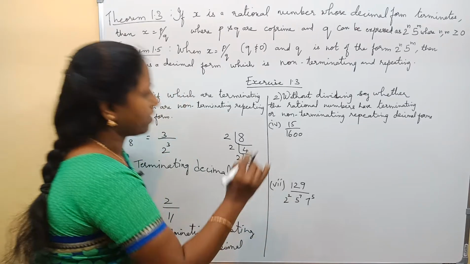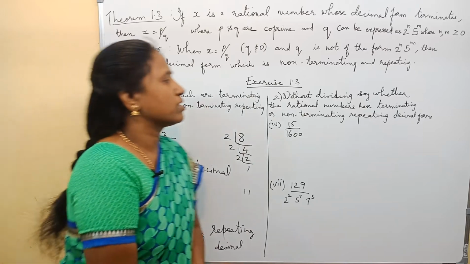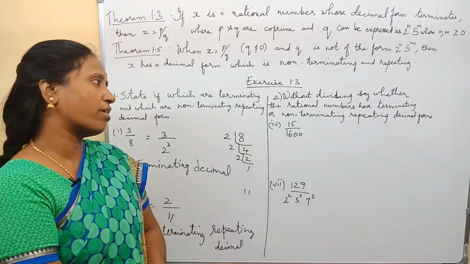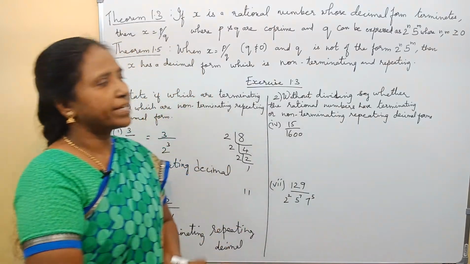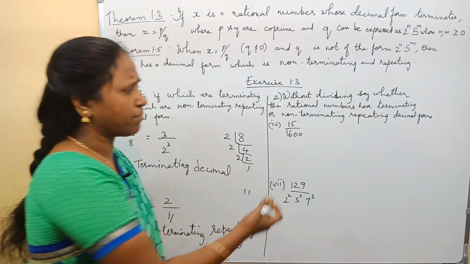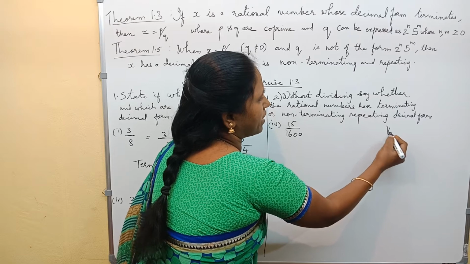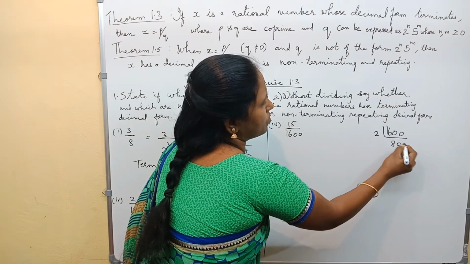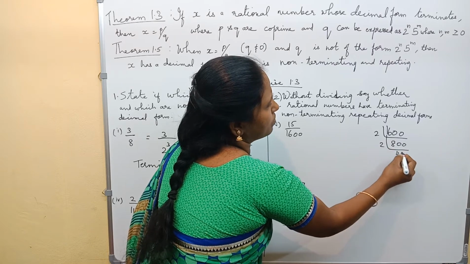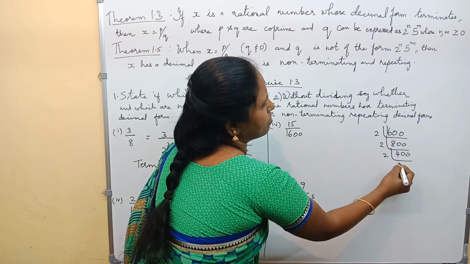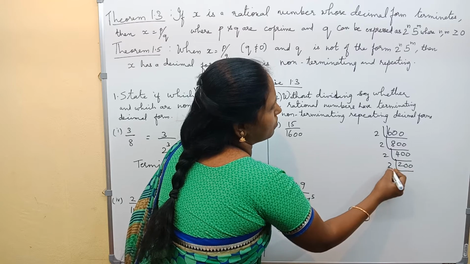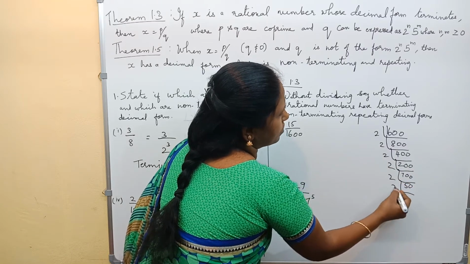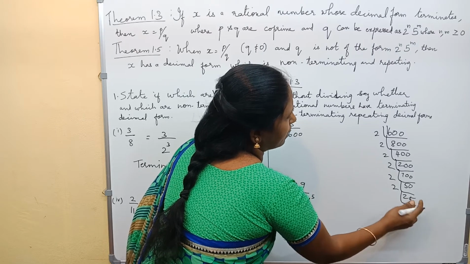Right? On to the second question. Without dividing, say whether the rational numbers have terminating or non-terminating repeating decimal forms. Again, we do the same thing. We factorize the denominator, 1600. 2 eights are 1600. Again 2, 2 fours are 800. Again 400, again 200, again 100, again 50, again 25, again 5.